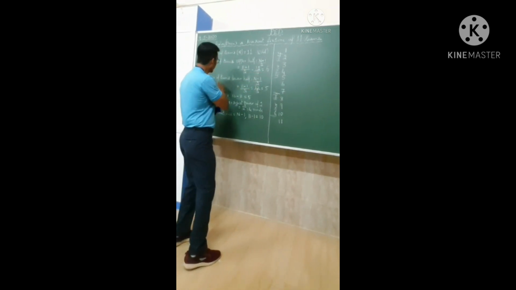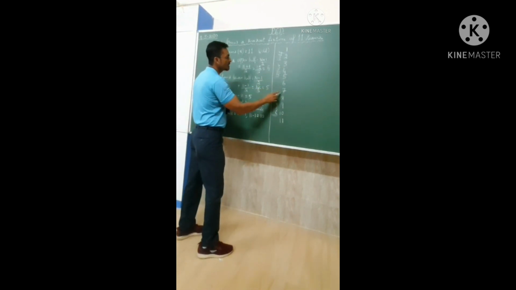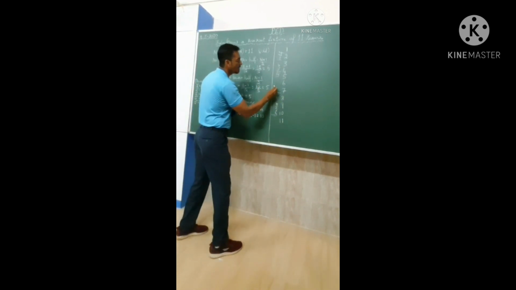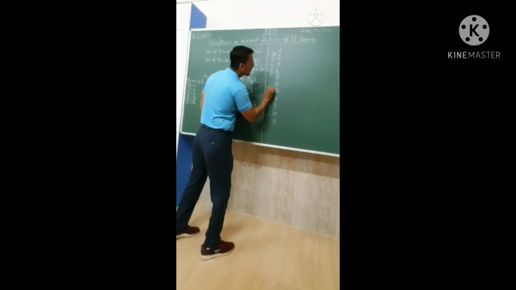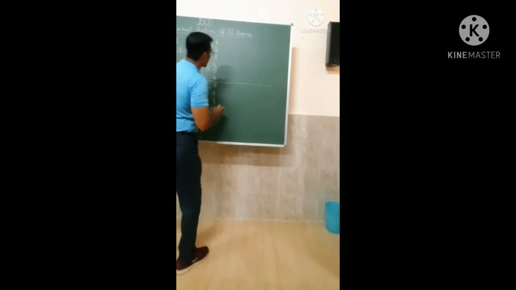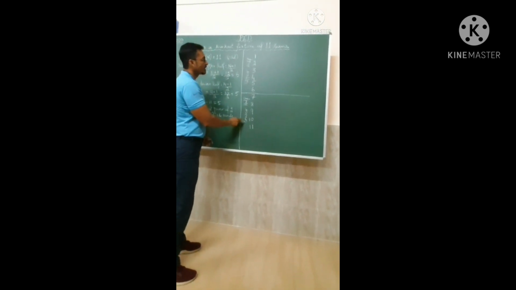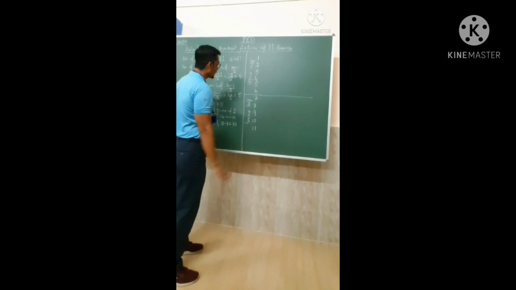Number of teams in the lower half, 5. So the upper half will have 6 teams, the lower half will have 5 teams. So I divide one line here to divide the top group and the bottom group. Upper half, lower half. Here, so I divided the upper half and lower half now.